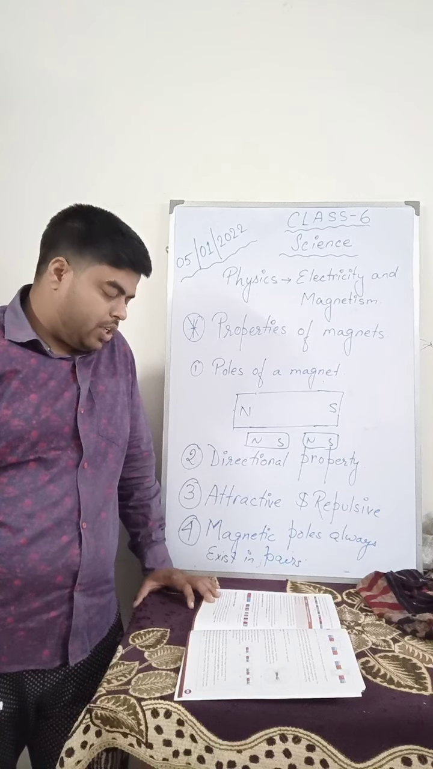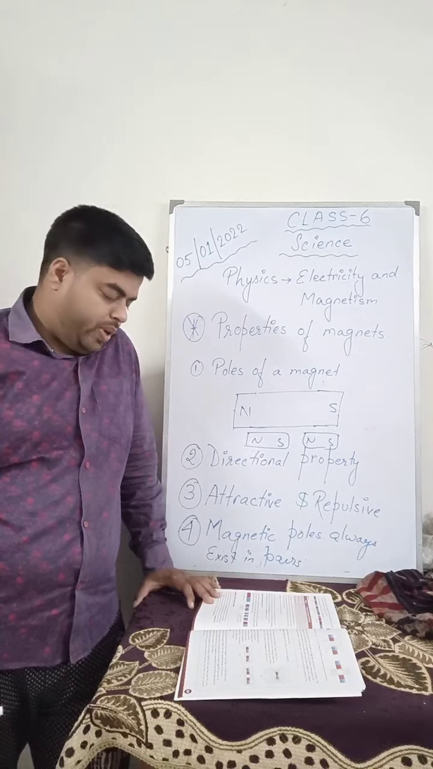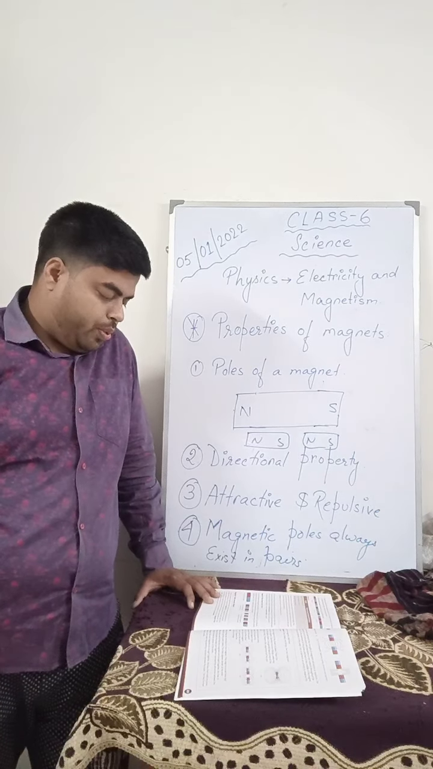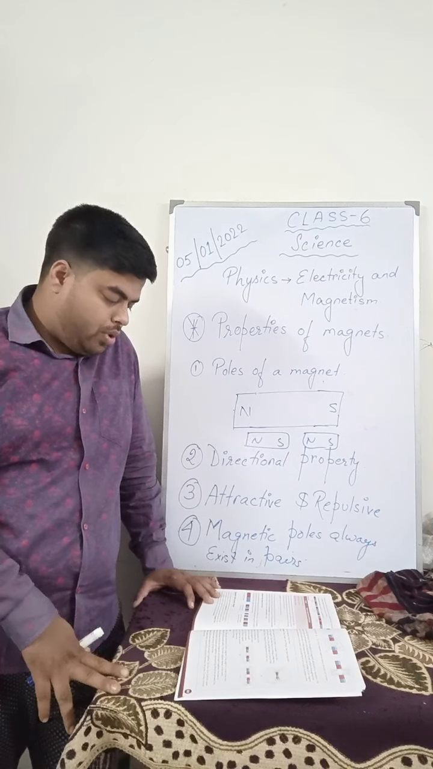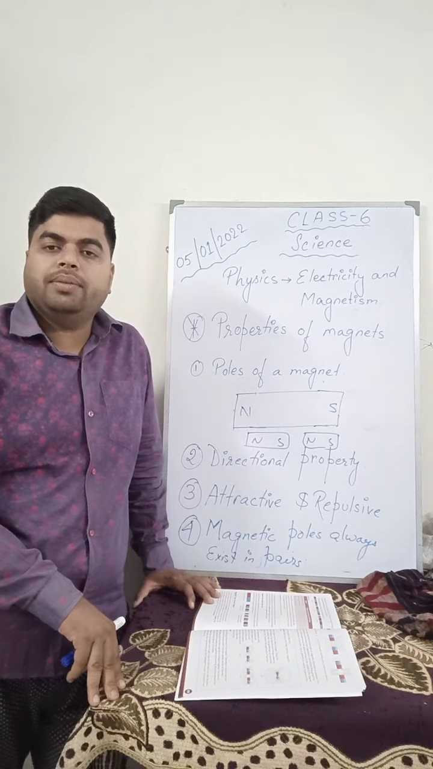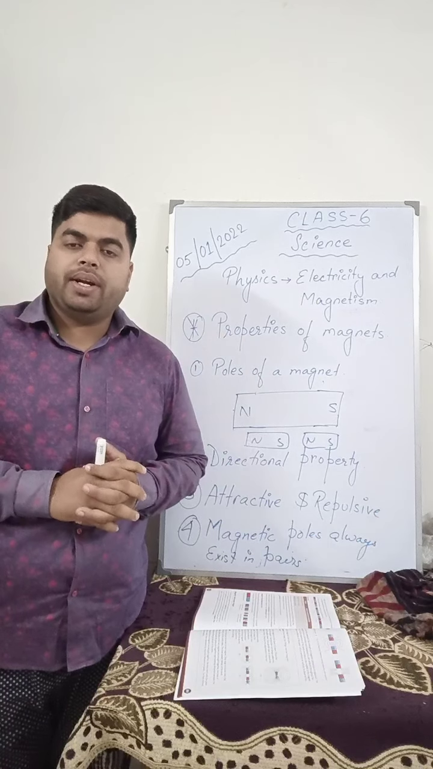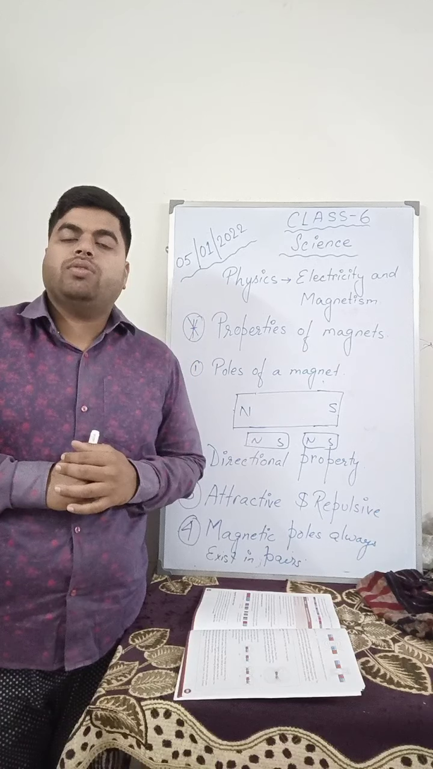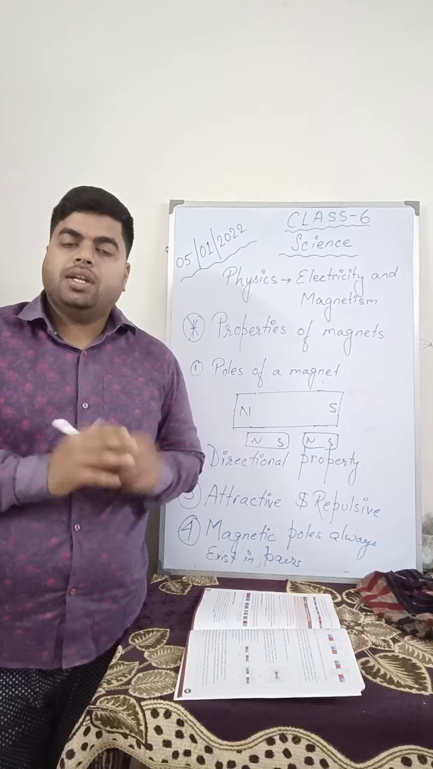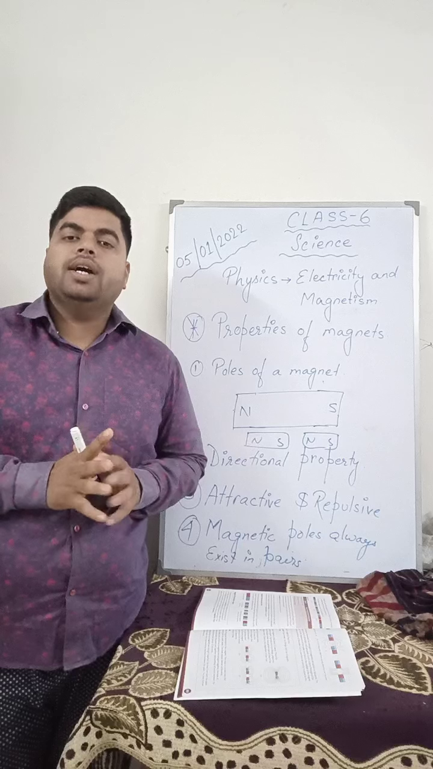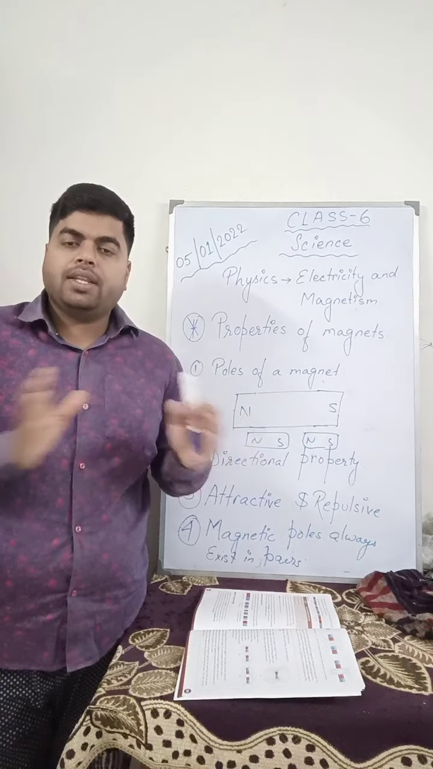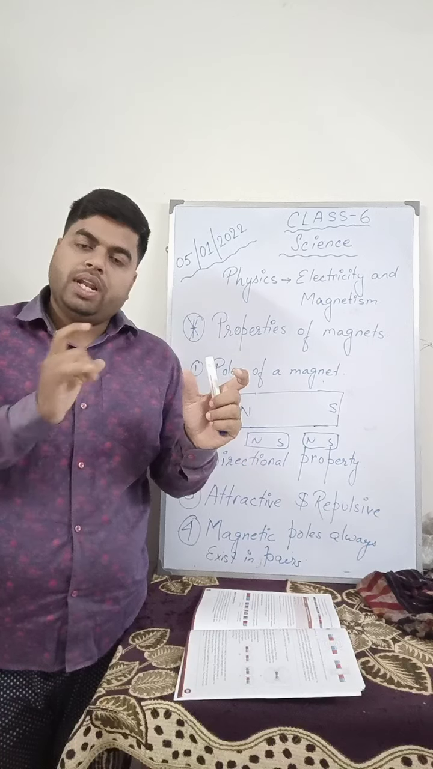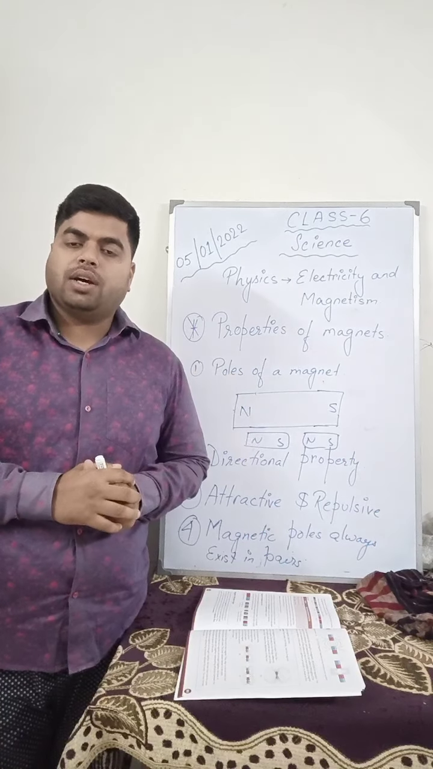If you break a magnet into two pieces, then each piece will behave as a separate magnet having both north and south poles. That is why magnetic poles can never be isolated. That means they can never be separated. So one more property of a magnet is the poles of a magnet always exist in pairs. North pole and south pole always remain together. If you break the magnet to separate the north pole and south pole, the two halves of the magnet will still have both the poles, the north pole and the south pole.